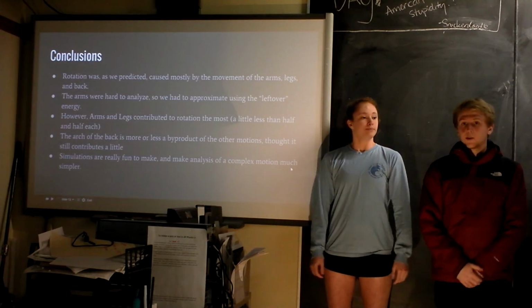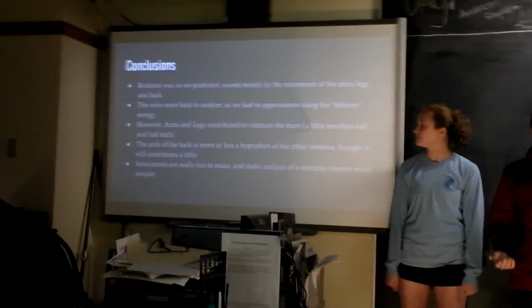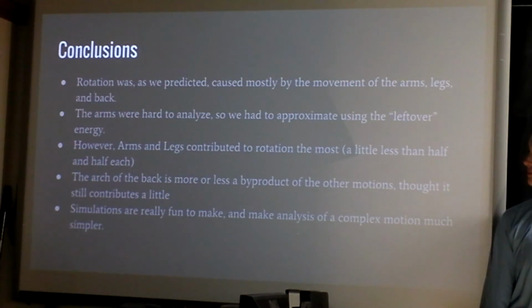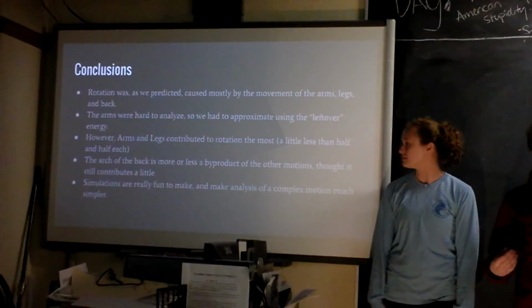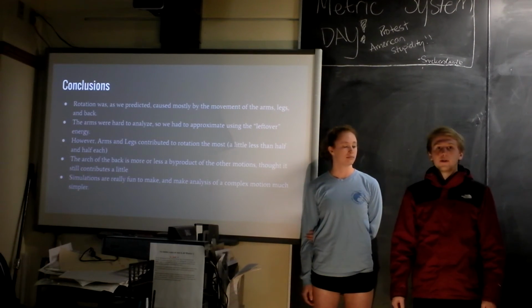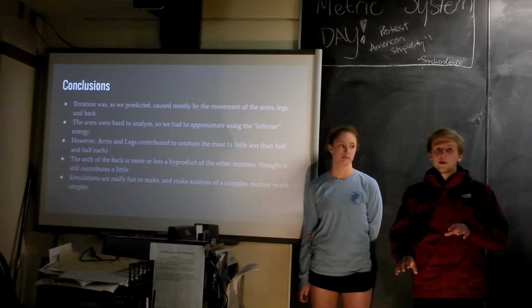So our conclusions were pretty neat. The first one was that the rotation was essentially as we predicted. It was caused mostly by the movement of the arms, legs, and torso. But on top of that, we assumed that the legs and arms were doing most of the work. The torso ended up looking more like a byproduct of the movement of those two, which was interesting because we initially predicted that they would be about equal.